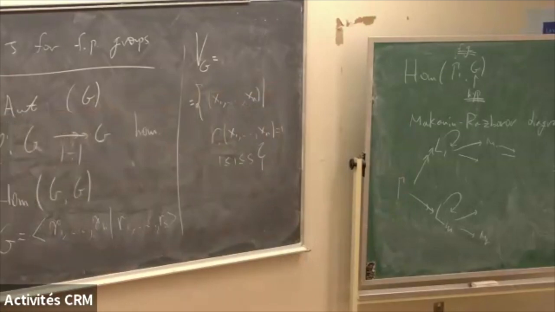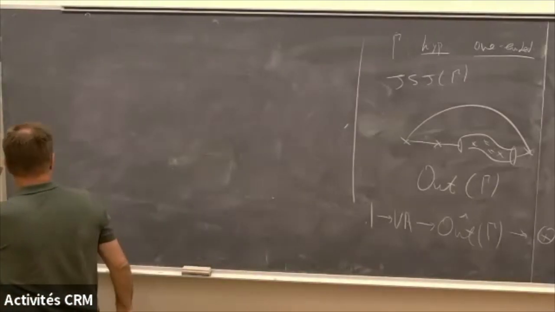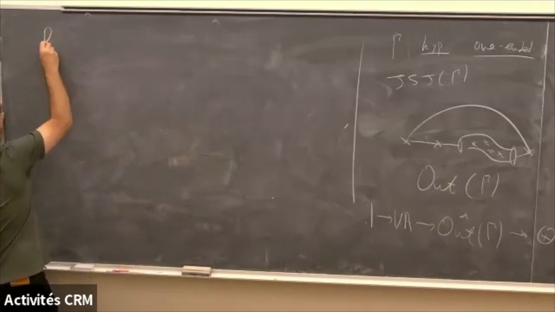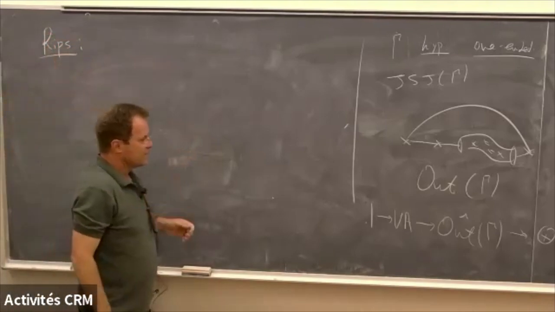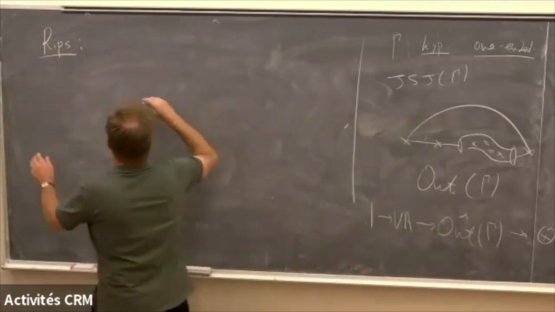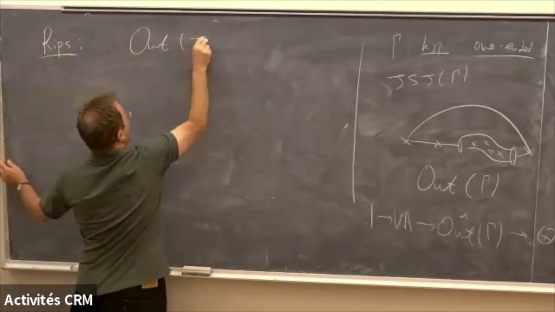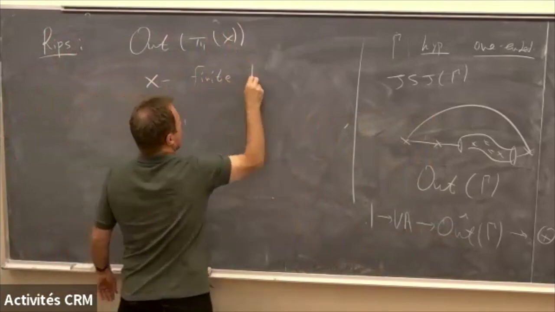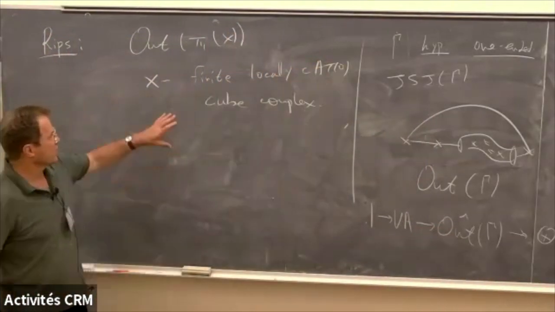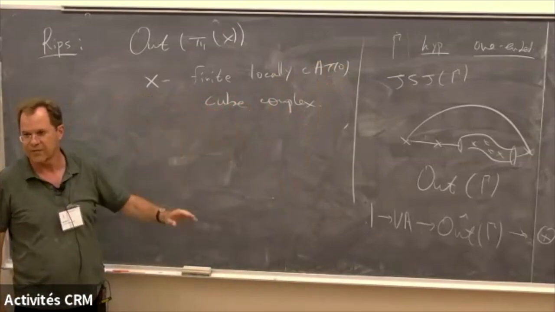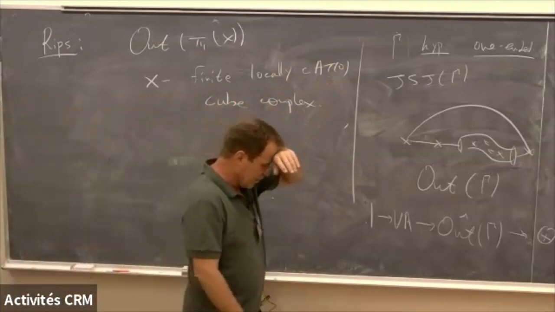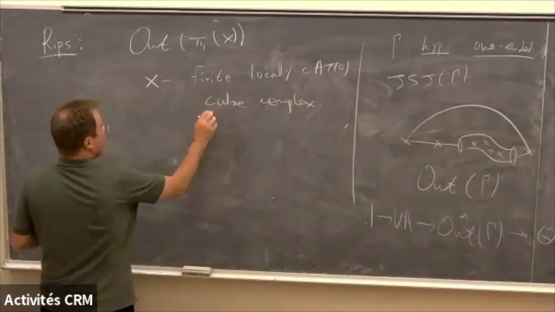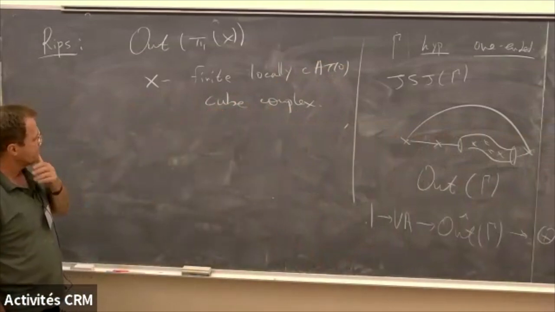Okay, let me get more specific. So actually, I started this project with a question of Ilya Rips, and his question was, what can one say about Out of pi_1(X) when X is a finite locally CAT(0) cube complex? For hyperbolic groups, that's not an interesting question because for hyperbolic groups we already understand the question. But in general, what can one say about the automorphisms of these fundamental groups of cube complexes, in general, non-positively curved cube complexes?